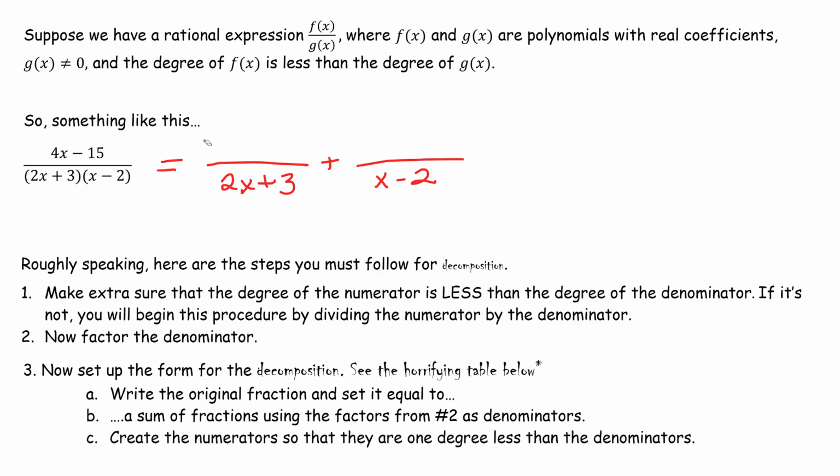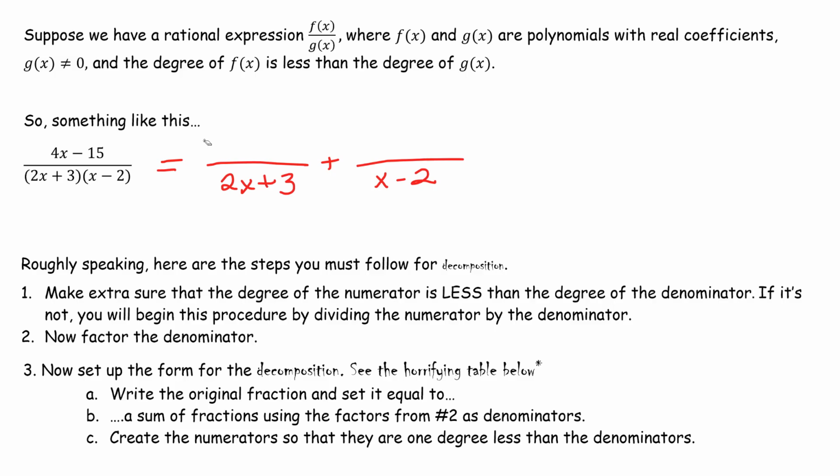Now we're going to create the numerators so that they are 1 degree less than the denominators. Using that table, you can see that these denominators are linear, meaning they have x to the first power. They look like a function that is a line, like y equals mx plus b, 2x plus 3, x minus 2. And now we choose the numerators to be 1 degree less than that.